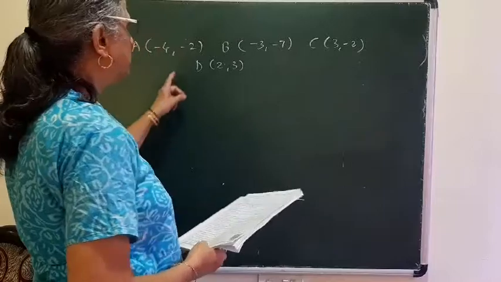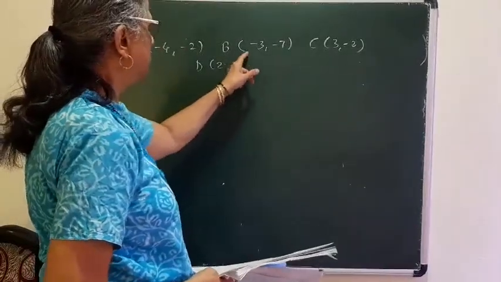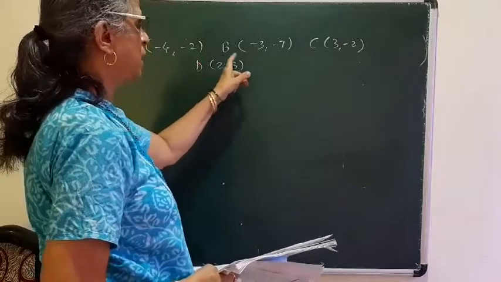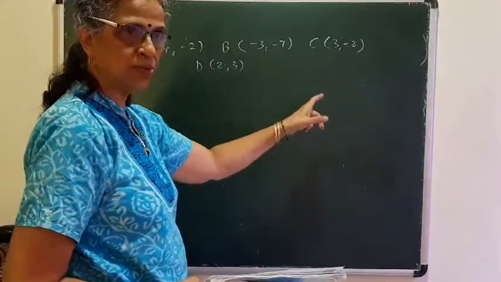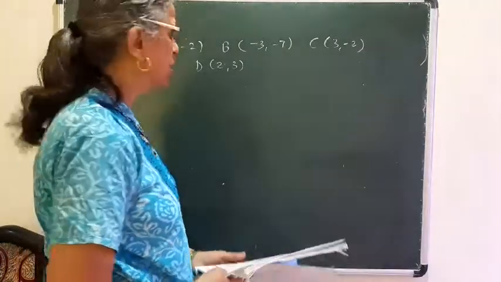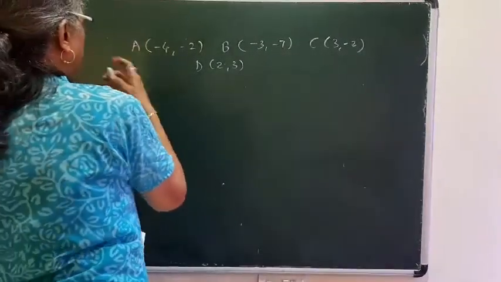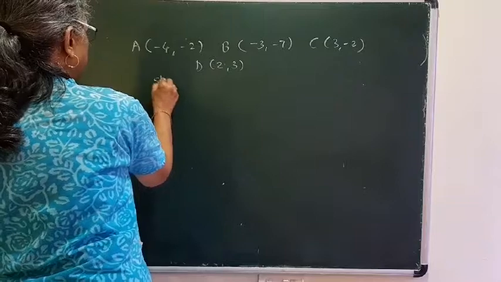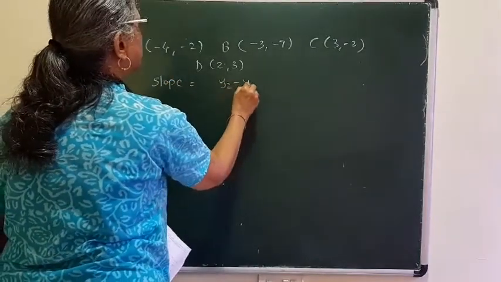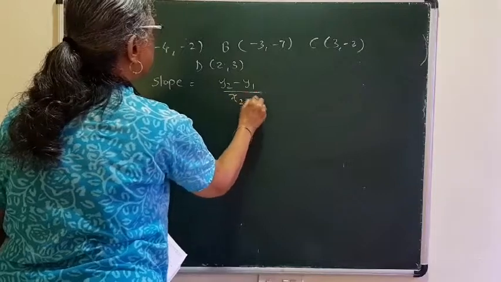We are going to find out slope of AB, BC, CD and AD. If we have opposite sides having the same slope, then the lines will be parallel and it will become a parallelogram. Followed? So we are going to find out slope. First I am going to write the formula for slope is equal to y2 minus y1 upon x2 minus x1.